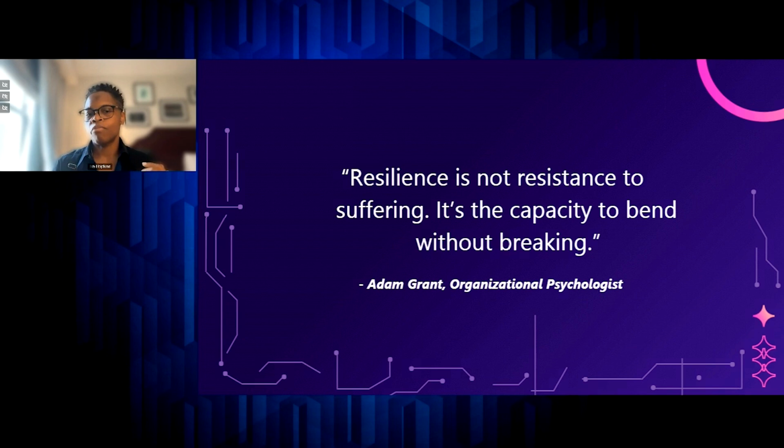But Adam says resilience is not resistance to suffering. It's the capacity to bend without breaking. So it's not about preventing things from happening or stopping things from happening. It's about hanging in there when they do. And there's a bit of acceptance that comes with that. Like, we have to accept that things will happen. We have to accept that failures will happen. We have to accept that breaches will happen. We have to have, like this says, the capacity to withstand whatever it is and ensure the survivability of our critical systems. And the moral of the story here is bend, don't break.